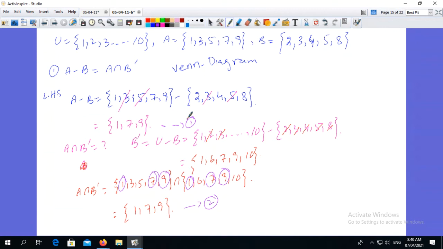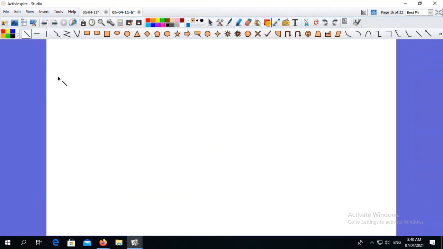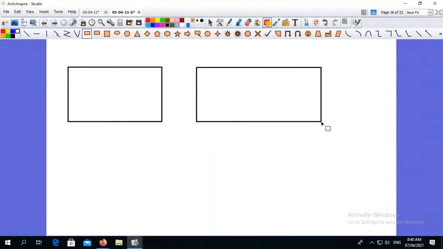Now with the help of Venn diagram, we have to solve this part. We have to solve with the help of shapes, and we have to draw two rectangles, not square. First one and the second one. These are two rectangles.